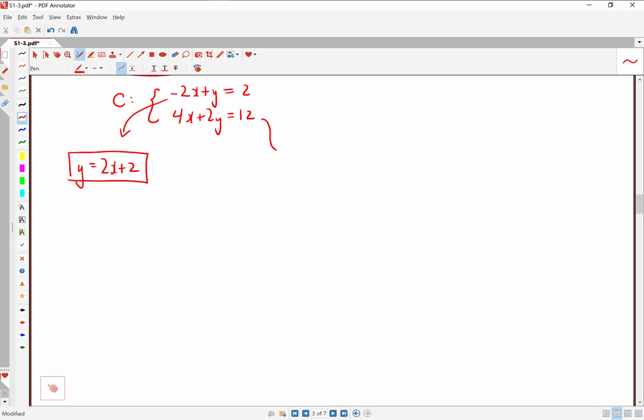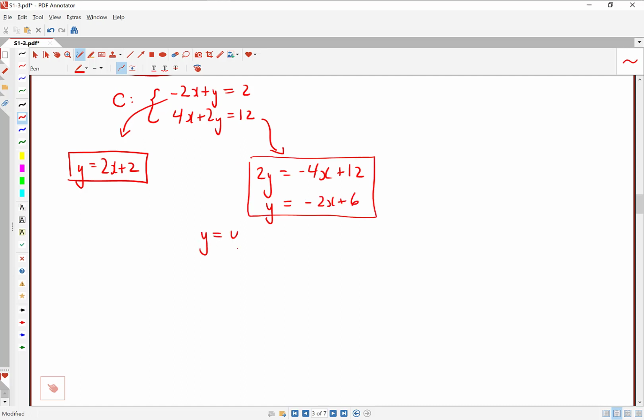And then for the second equation, we need to work towards solving for y. So you could subtract 4x from both sides, and then you could divide through by 2. So every term now gets divided by 2. y would be -2x plus 6.